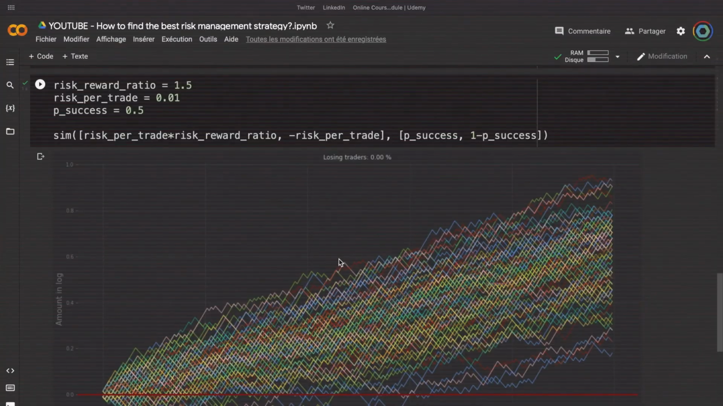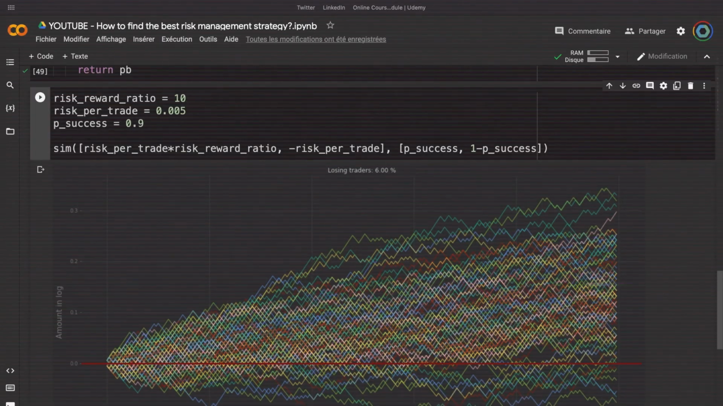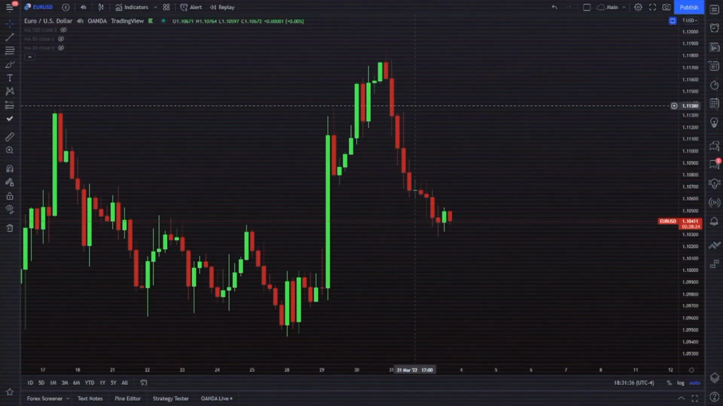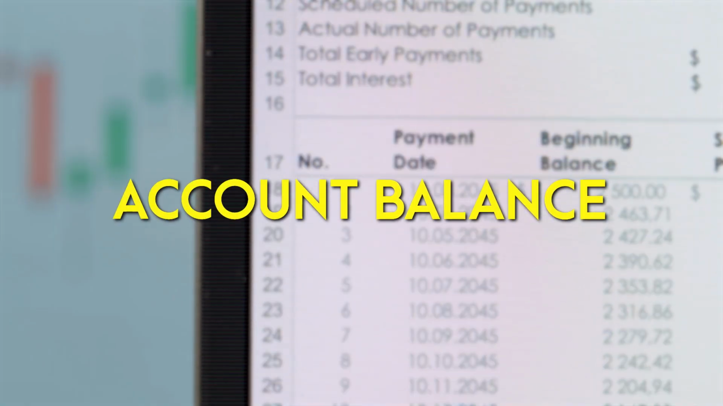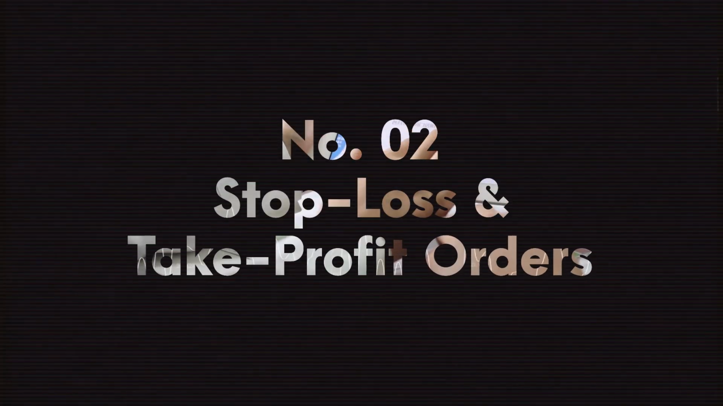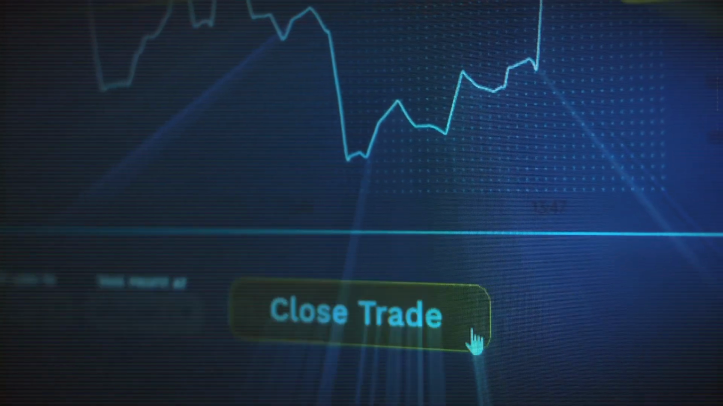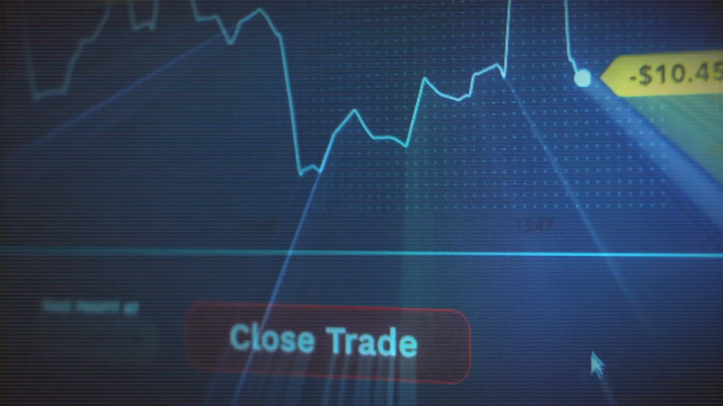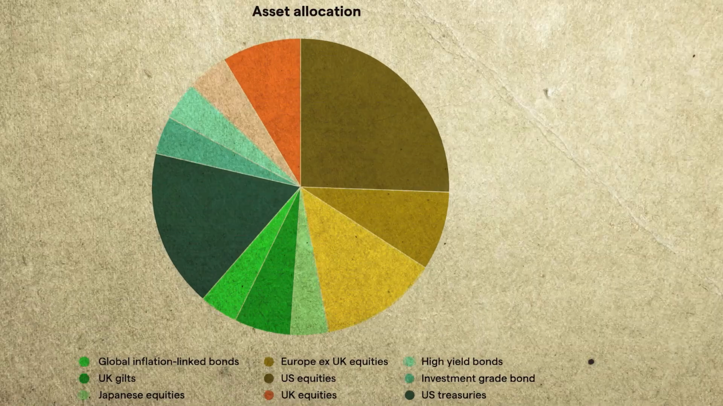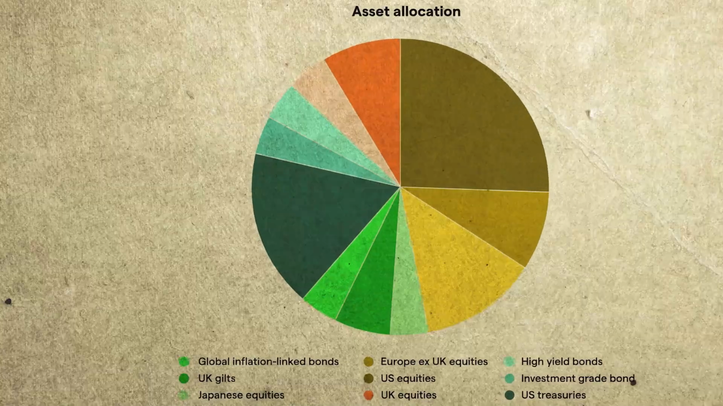Phase 4. Incorporating risk management. A well-designed algorithm must incorporate robust risk management to safeguard against significant losses. 1. Position sizing. Determine the size of each trade by considering factors like account balance, risk tolerance, and market volatility. 2. Stop loss and take profit orders. Use these orders to automatically close positions, protecting profits or limiting losses. 3. Diversification. Spread risk across different assets or strategies to minimize the impact of adverse market movements.